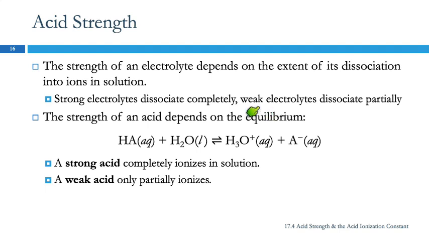A weak electrolyte only dissociates partially. And really the only weak electrolytes we talked about in Chem 1A were weak acids. So the strength of an acid depends on its equilibrium.